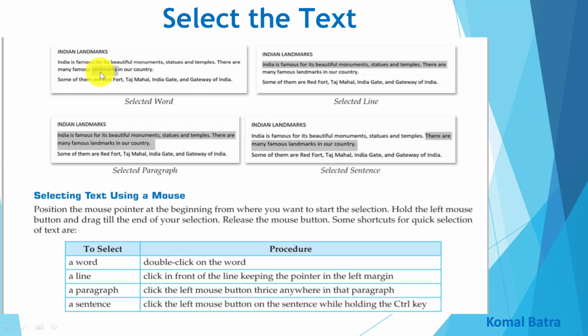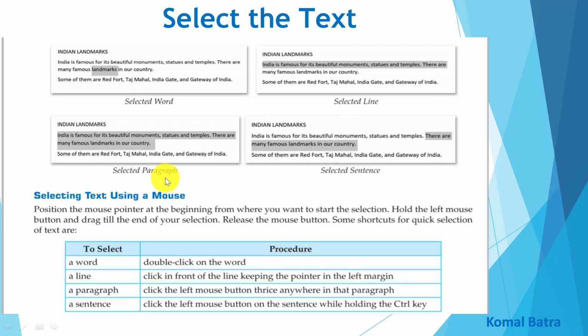If you want to select a single word, then double click on that word. A single word will be selected. If you want to select a line, then place the cursor on the left of the line, press and hold the mouse button, and drag it to the right. The line will be selected.